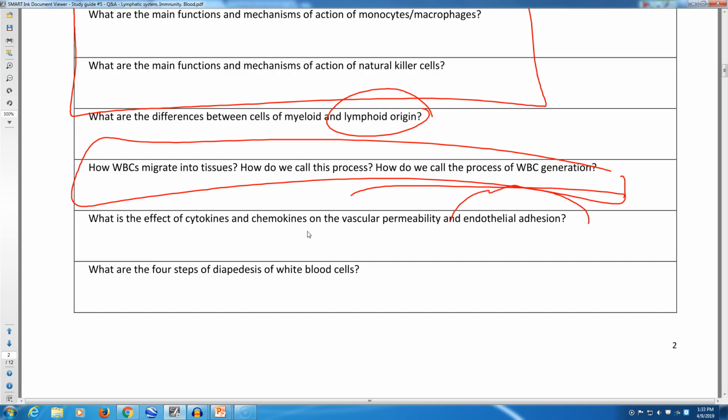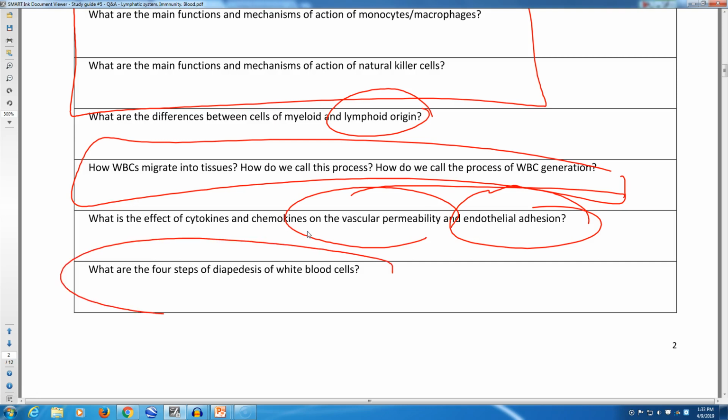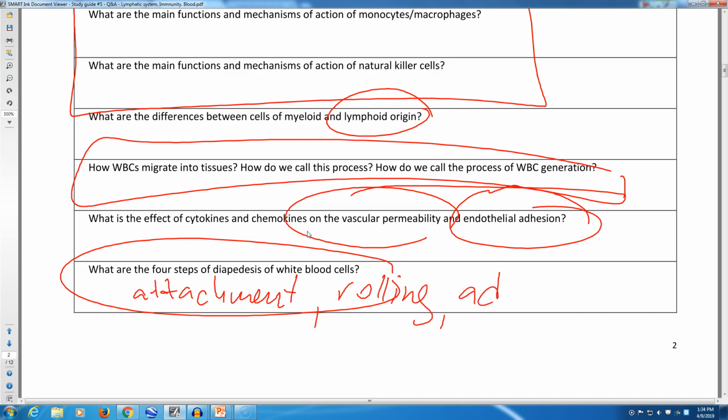Leukocytes adhere to the endothelial surface at the site of injury and then migrate through the blood vessel wall due to the increased vascular permeability. The process of migration is called diapedesis. The steps are attachment, rolling, firm adhesion. Why did I say 4 steps? Extravasation. Okay. Attachment, rolling, adhesion, extravasation. Right?